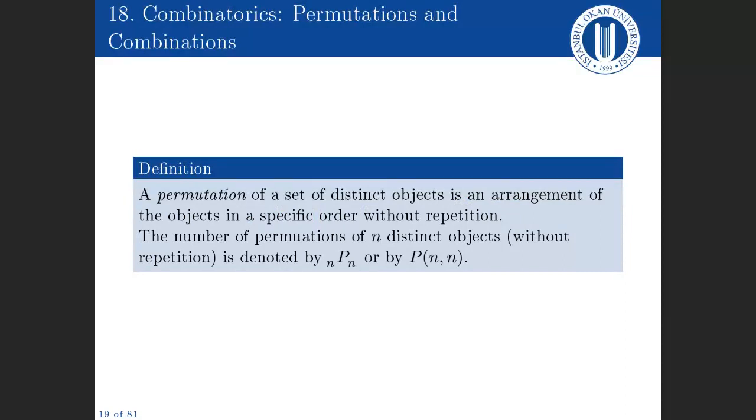This is called a permutation. A permutation of a set of distinct objects is an arrangement of the objects in a specific order without repetition. So like with the pictures, we have 4 different pictures. We can't repeat the same picture in 2 different frames. After we've used it, we can't use it a second time.